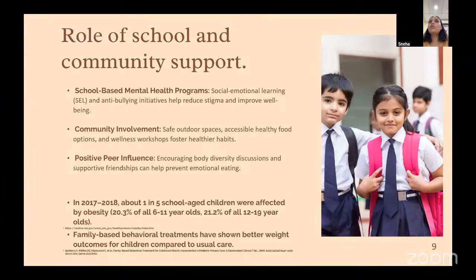So the role of school and community support, this also is very important. We have to take the support from the school teachers and the management, the staff there, right? And make sure awareness programs are conducted, school-based mental health programs are conducted, community involvement. We have to again focus on the accessibility, right? Because most of the parents or children, they are so clueless where to go, right? So positive peer influence, all this becomes very important when it comes to school and community support.